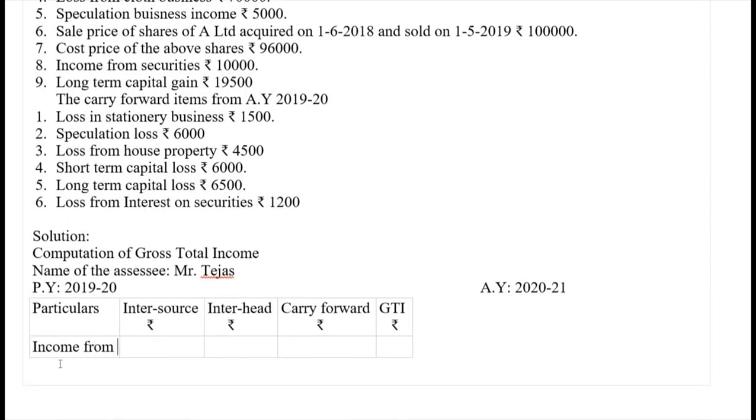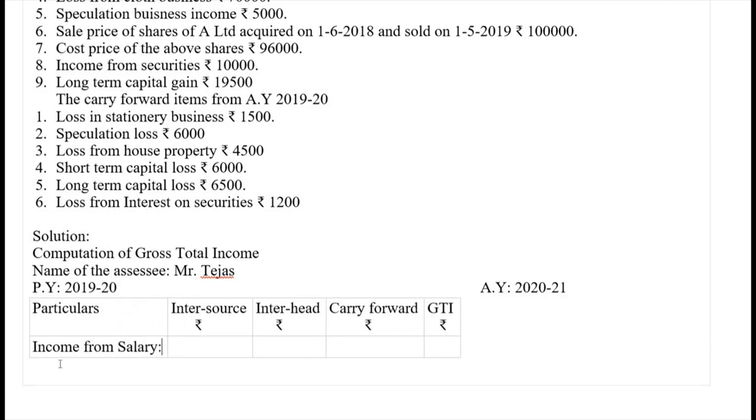Income from salary. Directly I will take it to the GTI column, that is rupees 96,000.